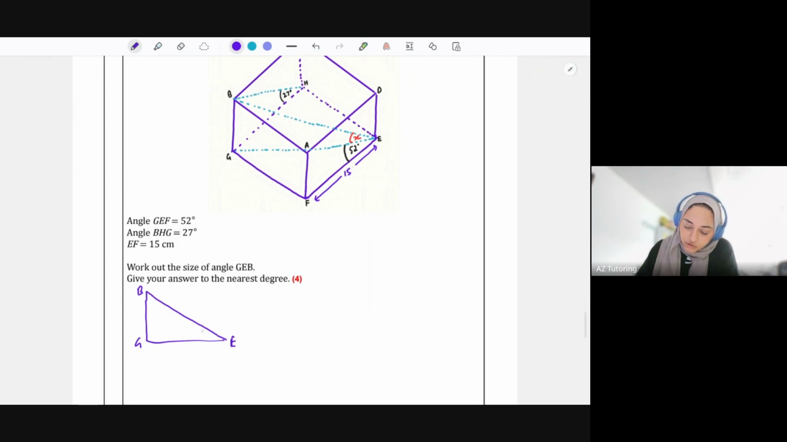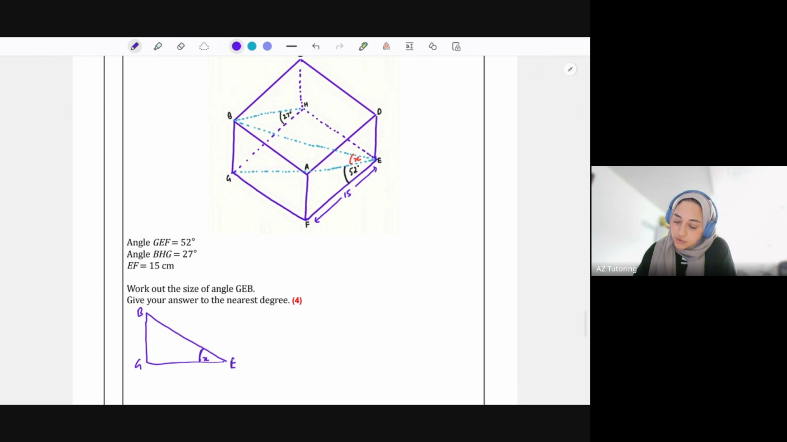So we are trying to find this. This is X, which is what we want to find. The question said work out GEB. What else do we know? We don't know anything else. We know it's a right angle triangle. We don't know any of the lengths.